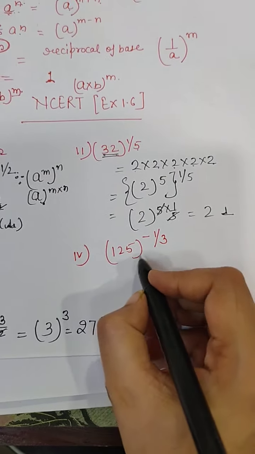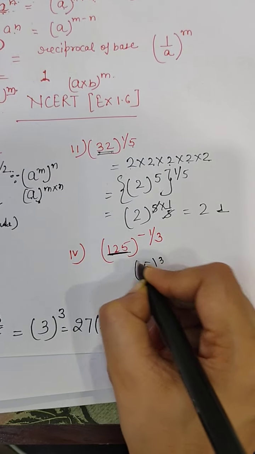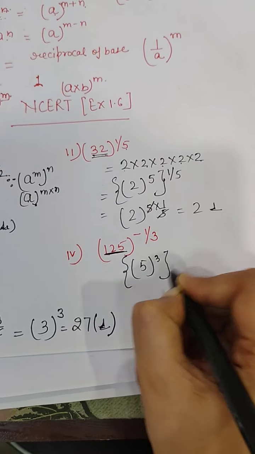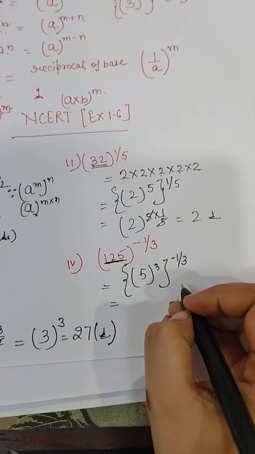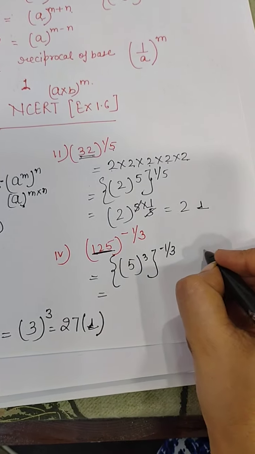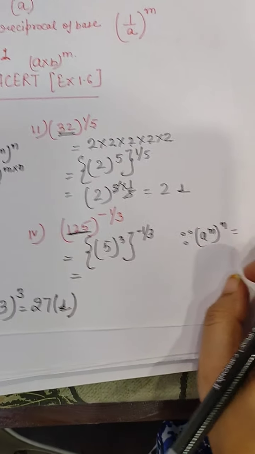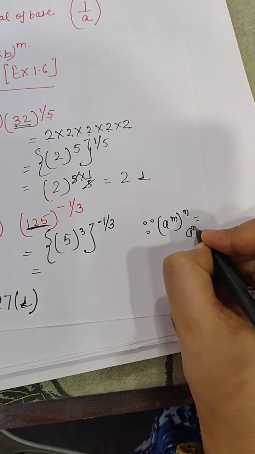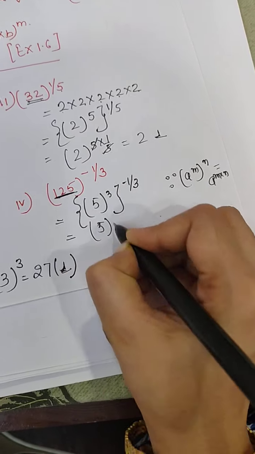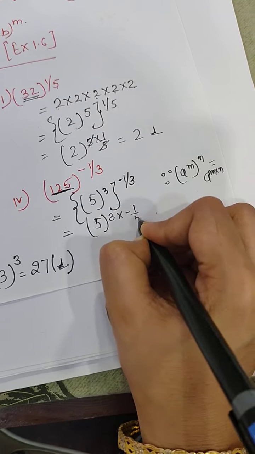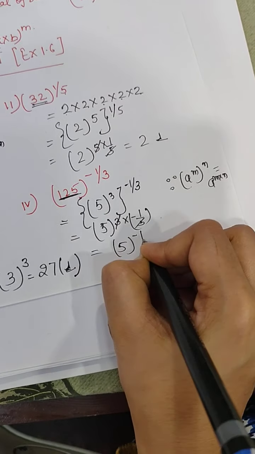Okay, now 125, take 125. It can be written as 5 raised to the power 3, and minus 1 upon 3 power is already there. So in this question we will apply two laws. First we will apply the same law, (a^m)^n is equal to a raised to the power m into n. So here you apply the exponent, 5 raised to the power 3 into minus 1 upon 3, 3 cancels. So the answer is coming 5 raised to the power minus 1.